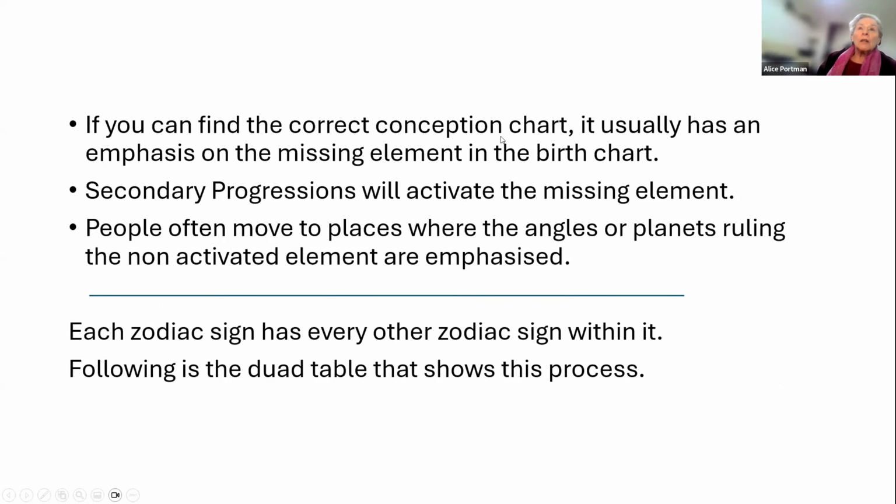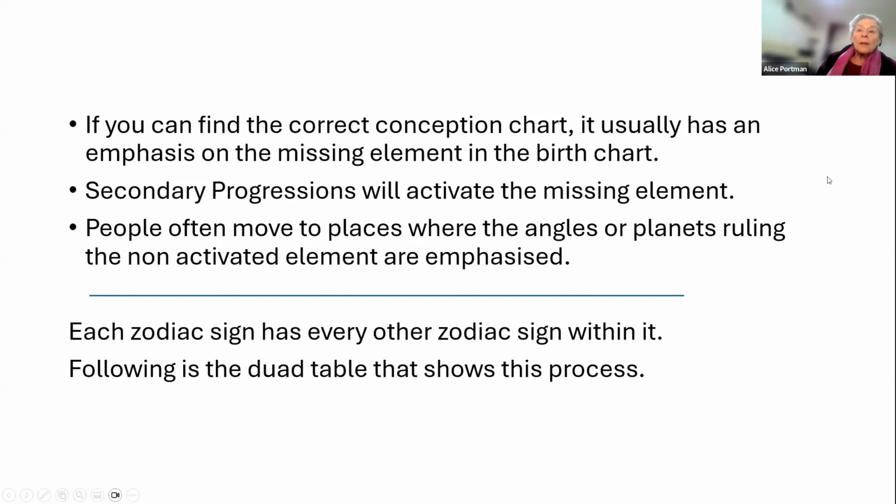If you can find the correct conception chart, it usually has an emphasis on the missing element in the birth chart. When I've been able to find the correct conception chart, and I've had people that haven't had planets activating elements, I've found this is the case. Secondary progressions will activate the missing element, and people often move to places where the angles or planets ruling the non-activated element are emphasised frequently, because I get a lot of people from other countries here in Adelaide, as I'm sure you do in Sydney.